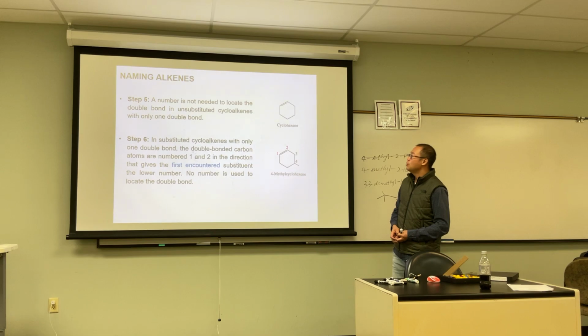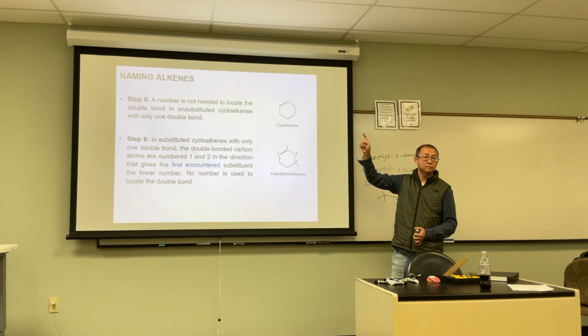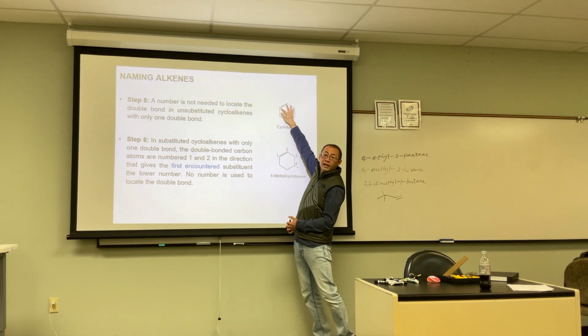When you name cycloalkenes, you don't need to locate the double bond. The reason is, we know the ring is the longest chain, right? The double bond always gets what? 1 and 2, is that right?